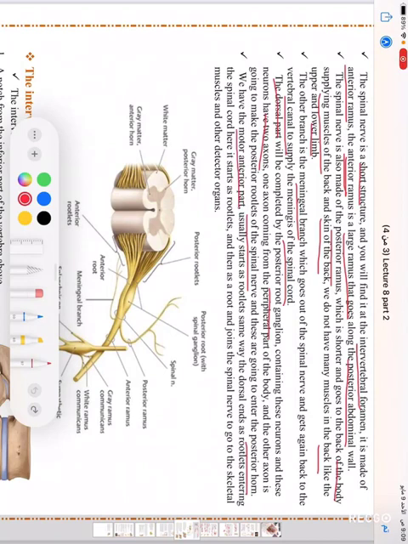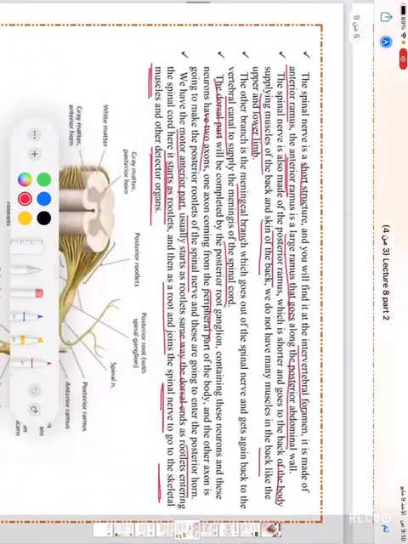We have the motor anterior parts. Usually it starts from rootlets the same way the dorsal ones enter the spinal cord as rootlets. Here it starts as rootlets and then as roots and joins the spinal nerve to go to skeletal muscles and other effector organs. That is the arrangement of the spinal nerve.